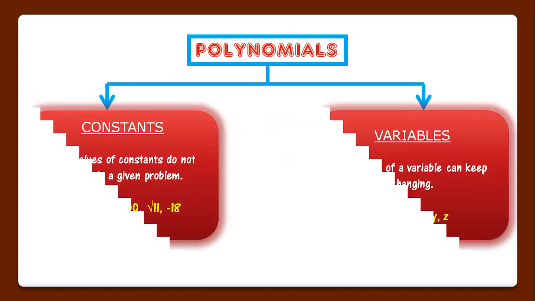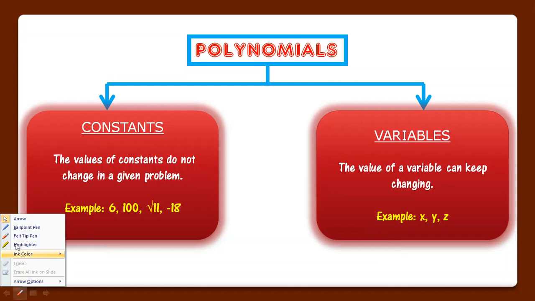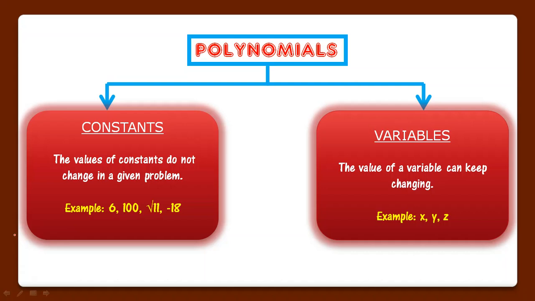Polynomials consist of constants and variables. What are constants? The numerical values are constants, like 6, 100, root 11, minus 18 or any other number. The values of constants do not change in a given problem. As you can see from its name itself, constant means that it is fixed. In any problem, its value remains the same. Then come variables. The value of a variable can keep changing. They are denoted by alphabets like x, y, z, a, b, c and so on.